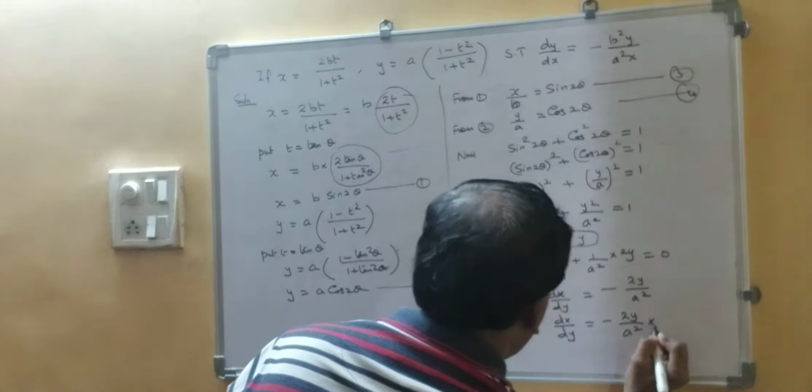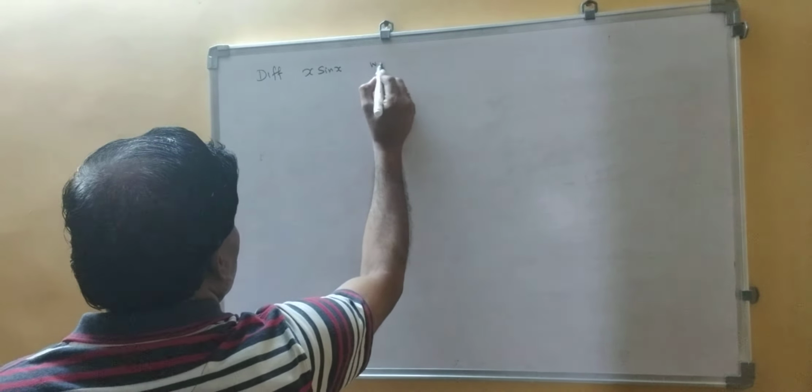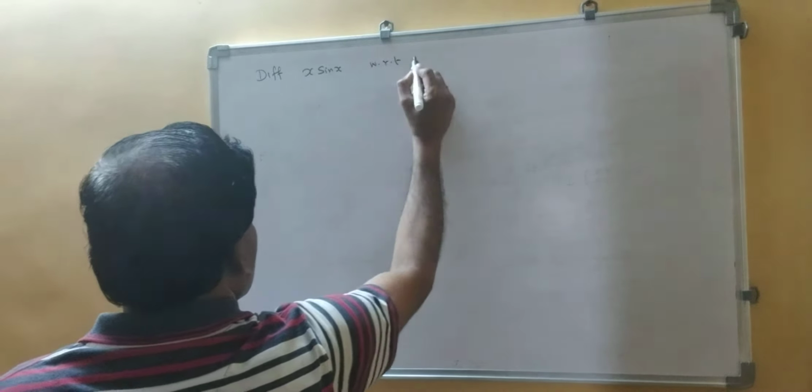So we got it finally. Here we should know some formulas, then only we will be able to understand. Now one more sum we will do. What is that sum? Differentiate x sin x with respect to tan x.